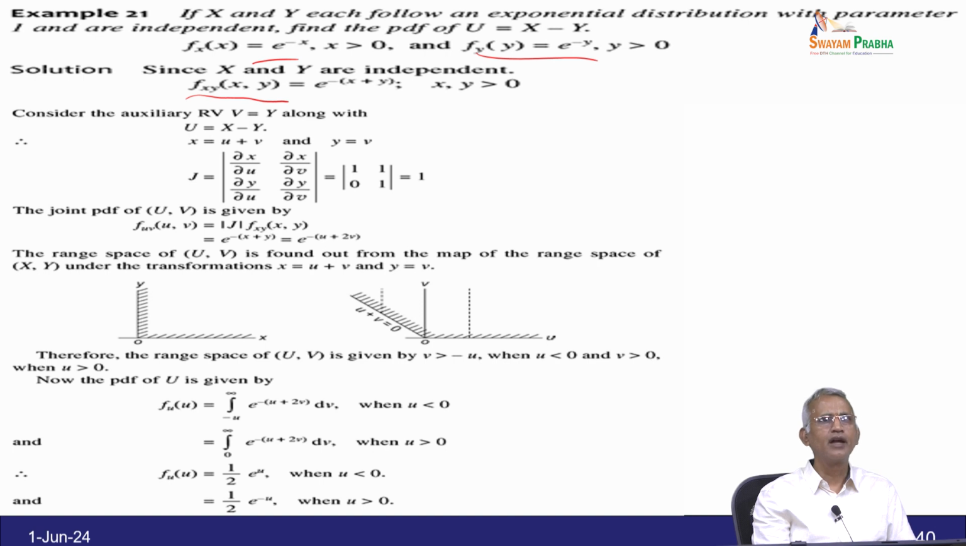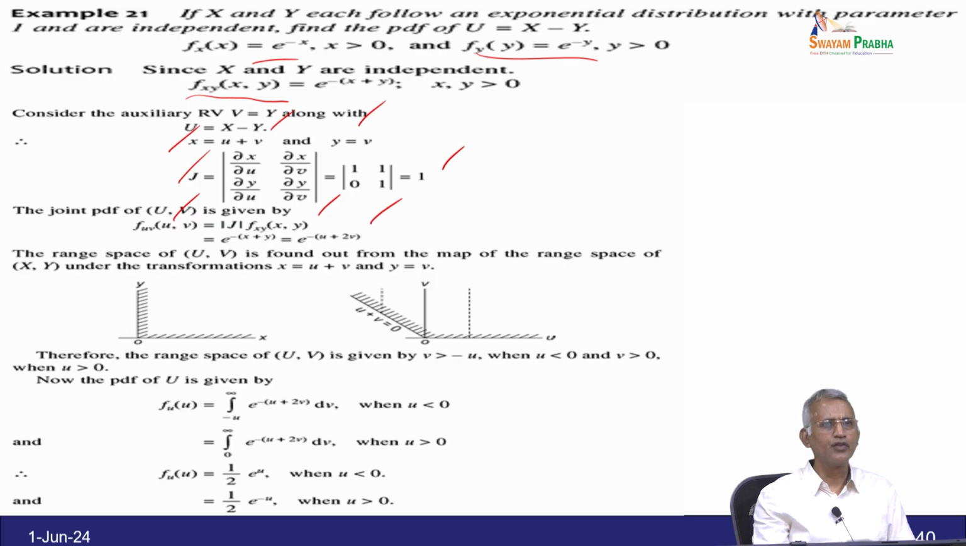And now in this problem we have to take a random variable V equal to Y along with U equal to X minus Y. So, x you got it, y you got it, and using the Jacobian we have 1. Once you got the Jacobian, we have a formula for the joint probability density function f of u comma v equal to modulus of J into f of x comma y. Therefore, we already know f of x comma y is e power minus of (x plus y), x you know, y you know, substitute it, you have e power minus of (u plus 2v).